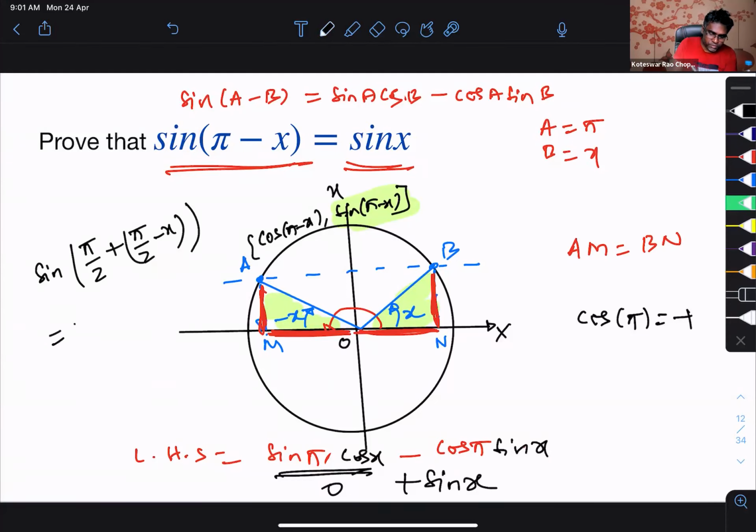Okay, so this will become cos of pi by 2 minus x, but again, cos of pi by 2 minus x will become sin x. So whatever feels comfortable, you can select that and then show.